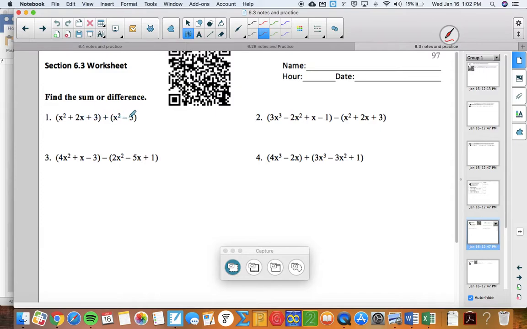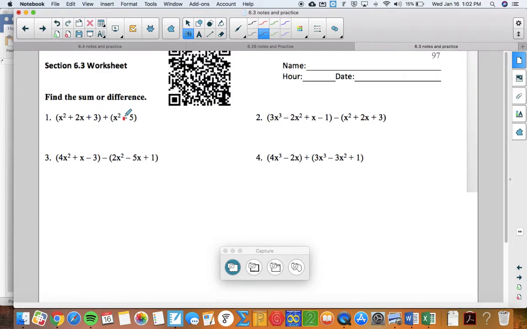adding a bunch of stuff, and then oops, this 5 is negative. If you want to add the opposite there, you can. It's a negative 5. So from here, we're just going to combine like terms. Again, you can ignore the parentheses in this one situation.